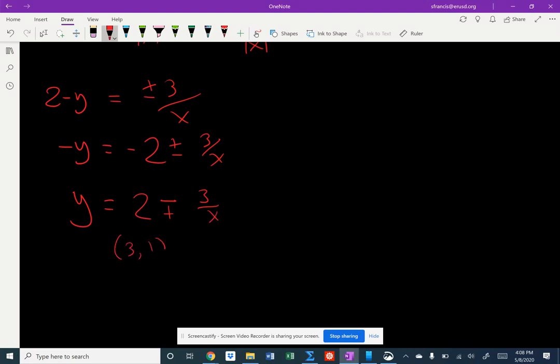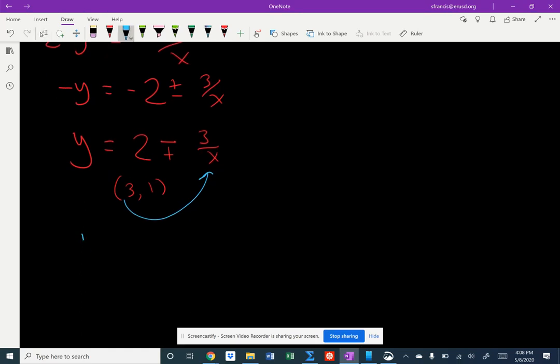Remember, it was at the point 3 comma 1. So if I plug in 3, I got to get 1 as the y value. Now if I plug in 3 for x, then I get 3 over 3, which is going to be 1. So I want to subtract 2 minus 1 in order to get this 1 right here. If I use the plus, I'll go 2 plus 1, which will give me a 3, and my y-coordinate's not 3. So I want the subtraction. So it's 2 minus 3 over x is what y equals.